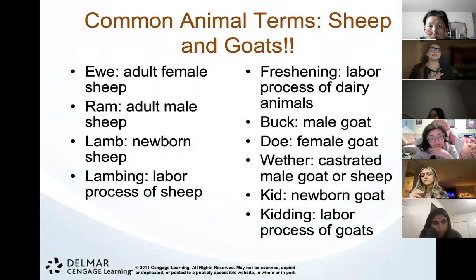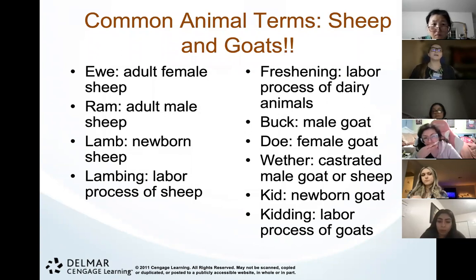All right, and this is going to be the last slide that I have before our break. So we have our sheep and our goats. So that is our caprines. And we have ewes. Those are female sheep, adult female sheep. Rams are the adult male sheep. When we're talking about our newborn sheep, those are our lambs. And lambing is that labor process for the sheep.